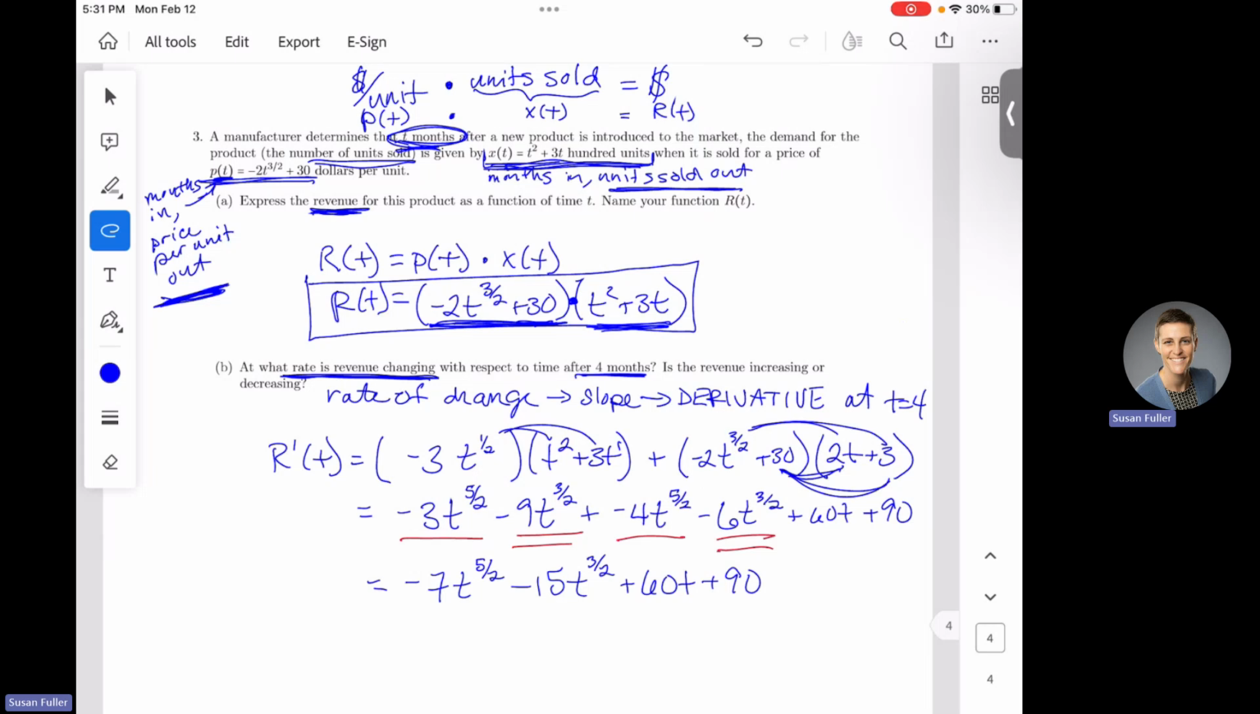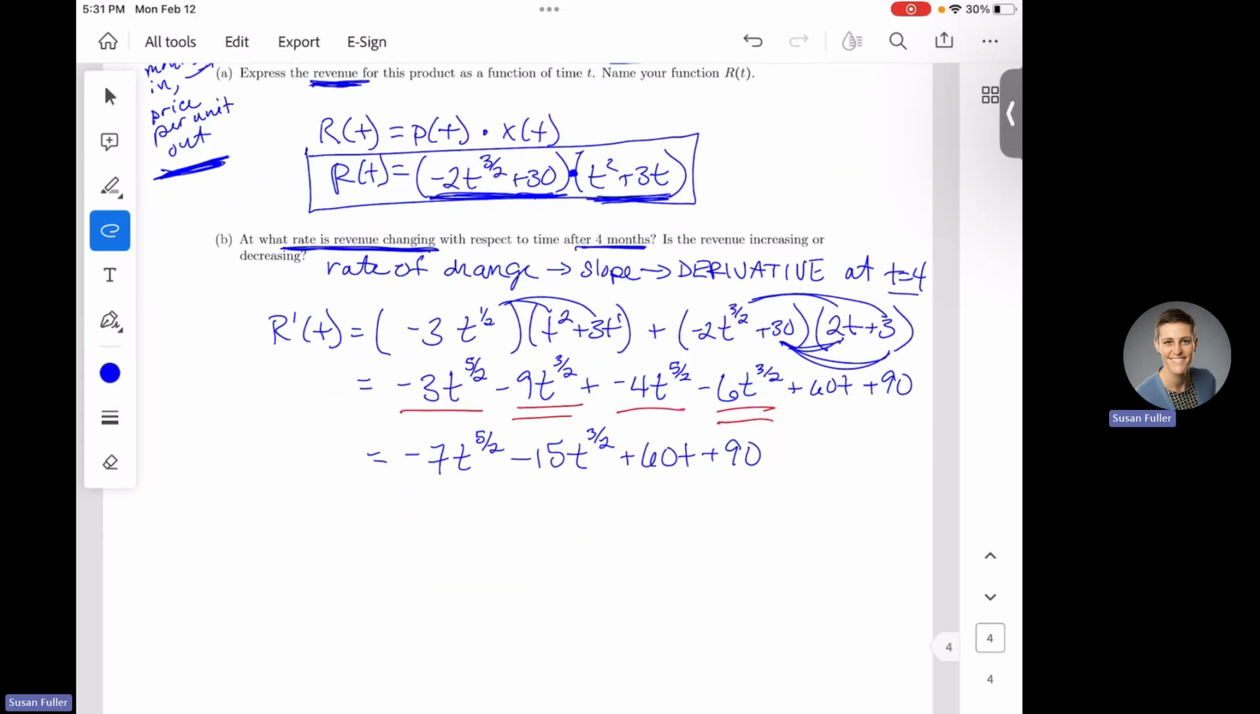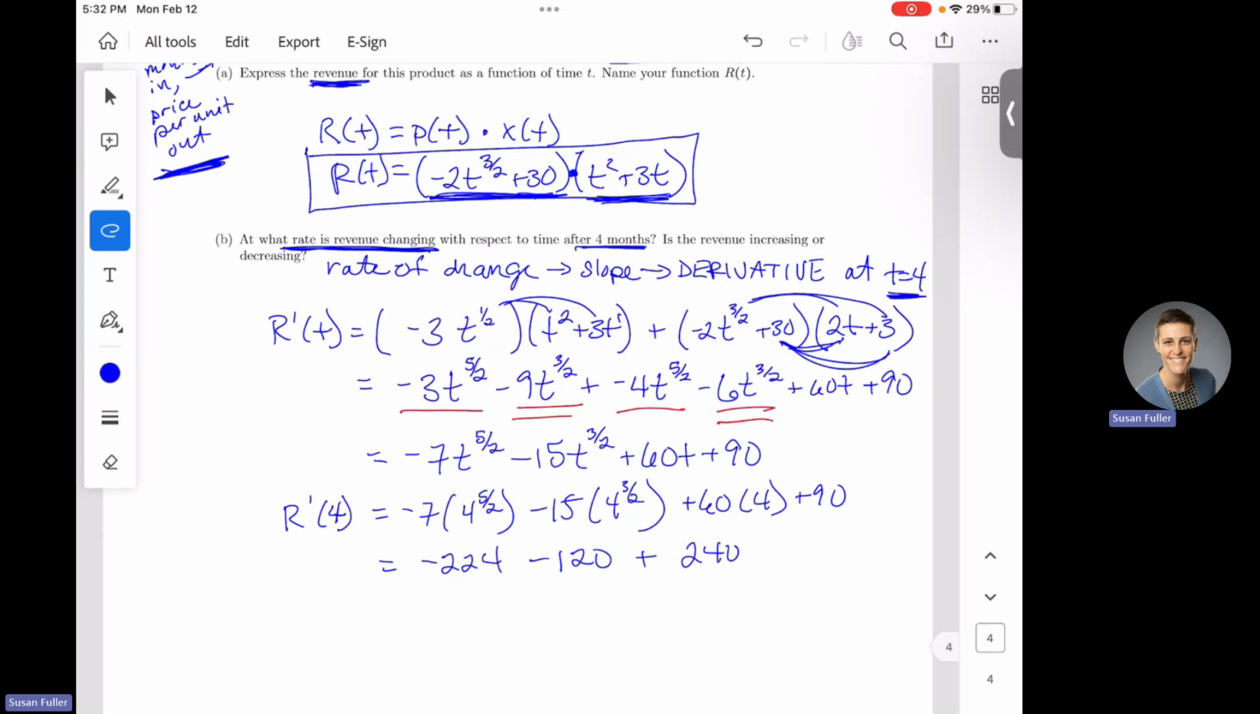Okay, so this is my derivative, and I want to know what my rate of change is, what my slope is at t equals 4. So I'm going to find r prime of 4 and plug that in. So I'm going to get negative 7 times 4 to the 5 halves minus 15 times 4 to the 3 halves plus 60 times 4 plus 90. You can put all of that into your calculator. This is going to be negative 224 minus 120 plus 240 plus 90, and you'll put all of that in your calculator and you're going to get negative 14.